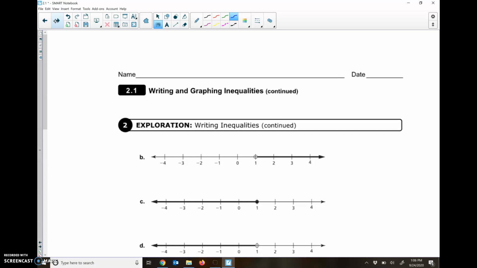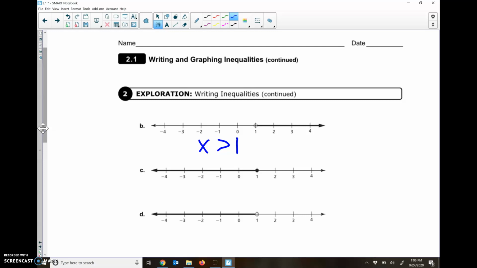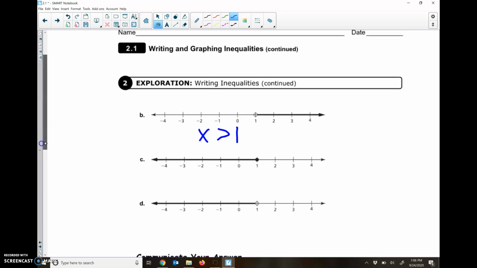Same thing here. I have a circle at 1, except this time it's not a filled in circle, so this one does not include the number 1. So we're not going to put that line underneath it. So technically we're looking at numbers like even like 1.001 is bigger than 1. But if we're just talking about whole numbers, then we're including like 2, 3, 4, and all those. But we're not including 1 because that circle is not filled in.